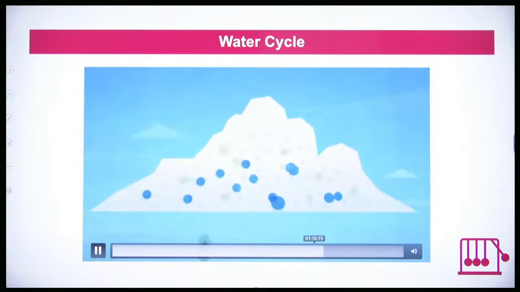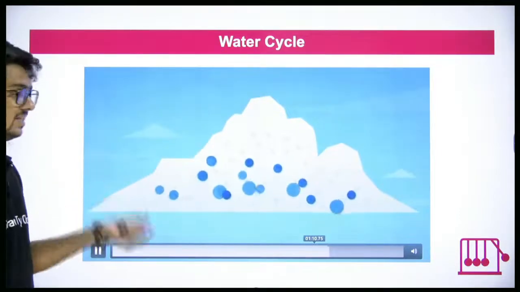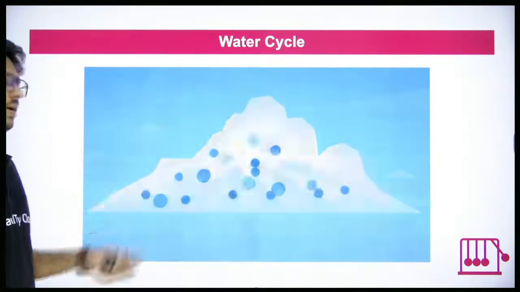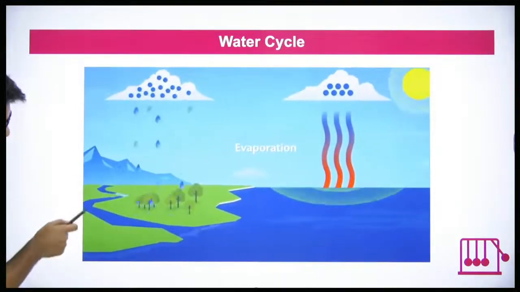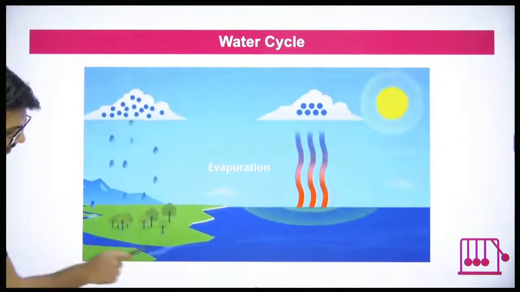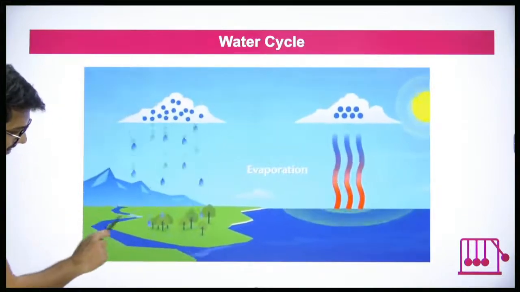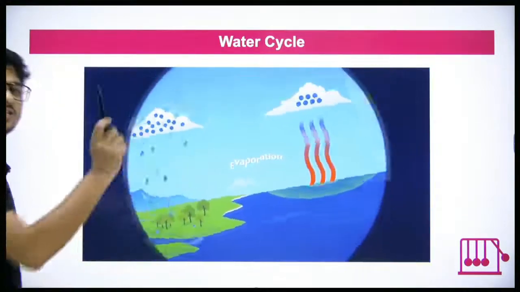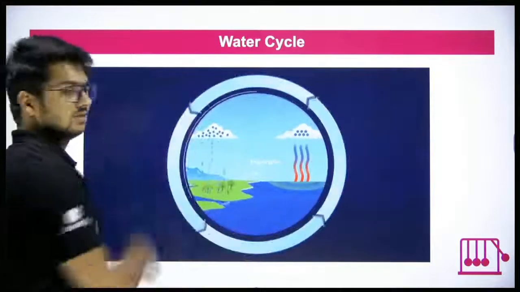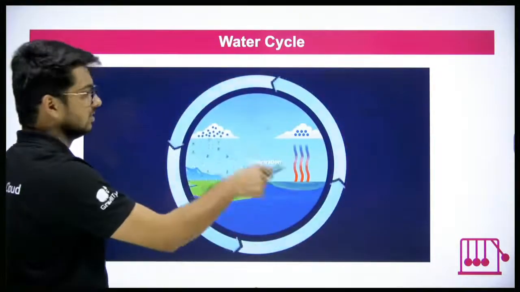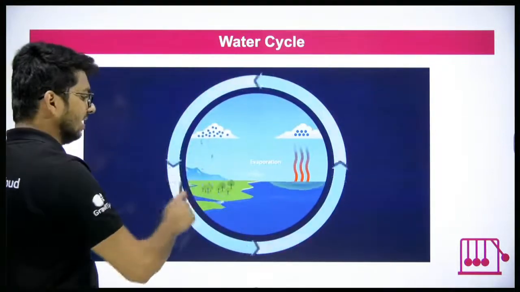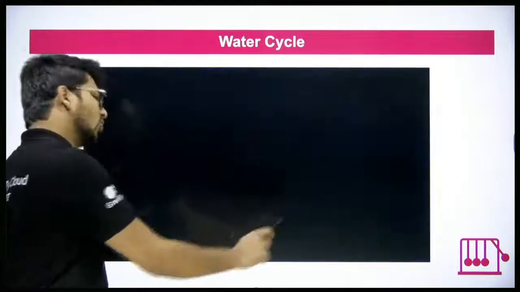We'll continue from there. The size of the water droplets is increasing, and as the size of water droplets increases, those fall down. And here look at the river. From the river, water is again entering what? River is flowing and it's again entering the ocean. So it's a cyclic process. It's a cycle. It repeats. Evaporation, clouds, rain, and again from the river, it goes into ocean.